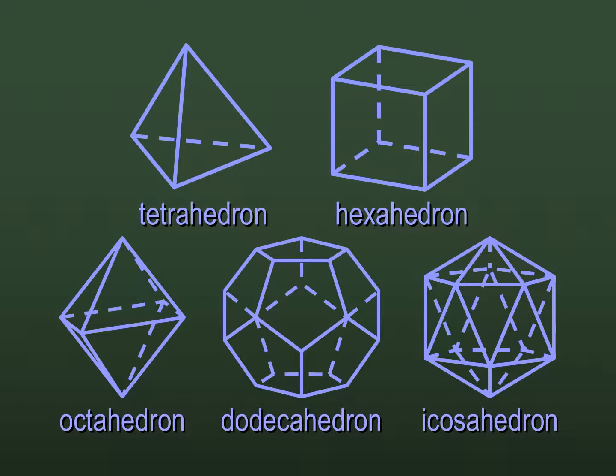So here's an example of these 3D figures. Notice the hexahedron is the only one that's made up of squares. The tetrahedron, which has 4 sides, the octahedron, which has 8 sides, and the icosahedron, which has 20 sides, are all made up of triangles. The dodecahedron, which has 12 sides, is made up of pentagons.